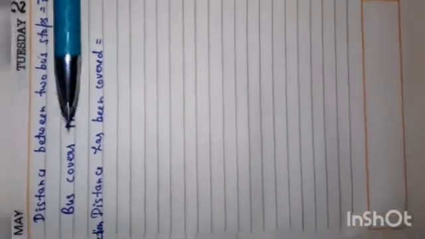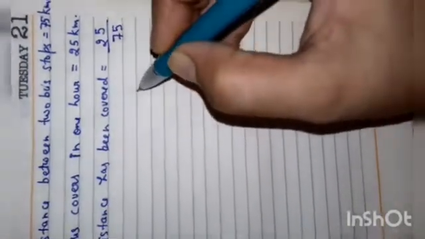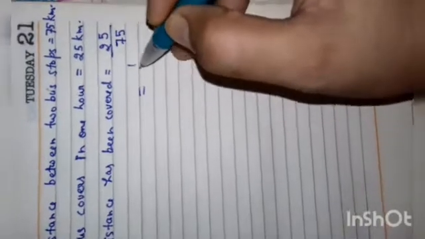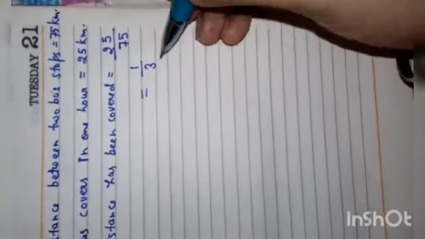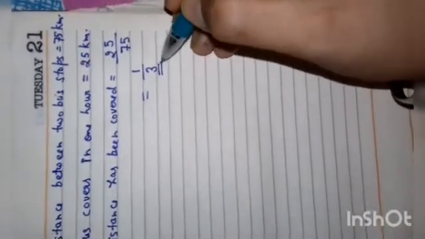Distance between two bus stops is equal to 75 km. Bus covers in 1 hour distance 25 km. Here in 1 hour fraction distance has been covered is equal to 25 km in total of distance 75. So 25 1 ja 25 and 25 3 ja 75, that is 1 by 3 if you convert in the simplest term this fraction. So 1 by 3 has been covered in 1 hour.